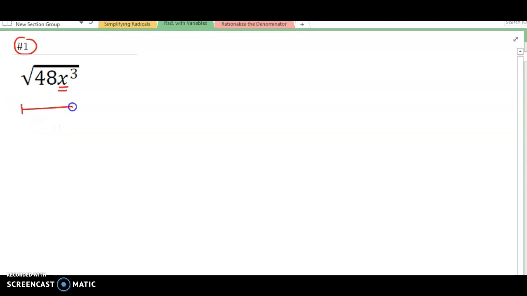Alright, so when I see the square root of 48x cubed, I am going to break that apart into the square root of 48 times the square root of x cubed. Then we're going to break the square root of 48 down just like we normally would.